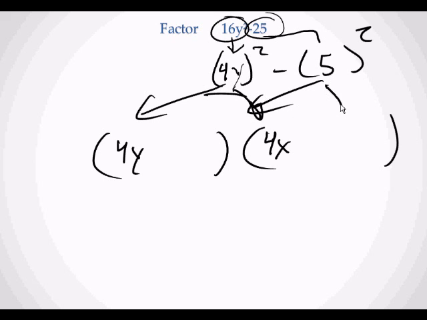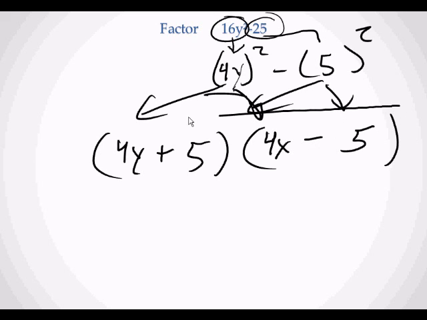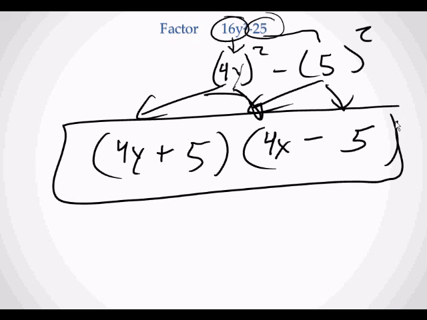Then you write 2 big parentheses. You put the 4y, the first term, in the first spot of each, and the 5, the second term, in the second spot of each. You always have 1 plus and 1 minus when you're factoring 2 terms with an x squared or a y squared. And we are done, factoring using the 2-term method.